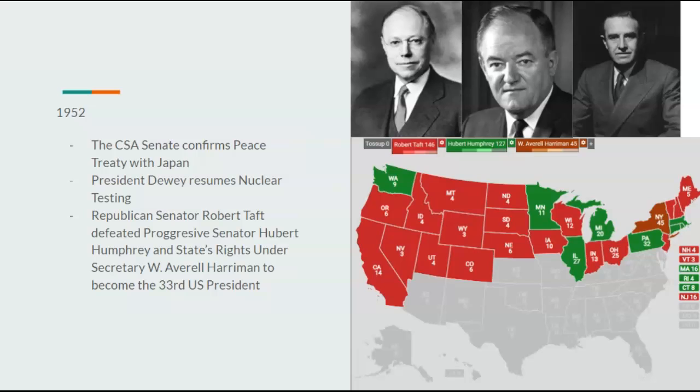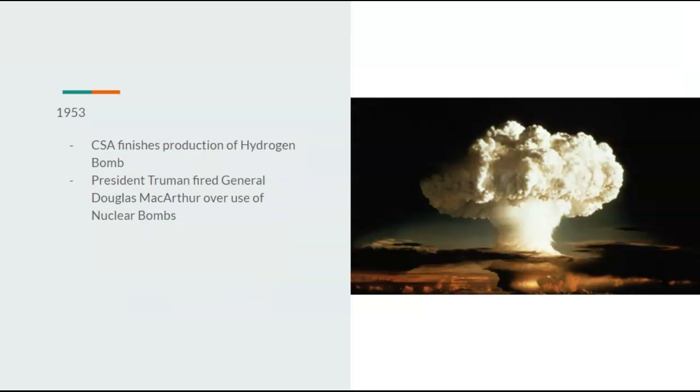He was hoping to deadlock it, but no, Taft just has more of a rural appeal than Humphrey does. So Taft won by big margins. In 1953, the Confederacy finishes production of the hydrogen bomb, and President Truman fired Douglas MacArthur over the use of it. So that would happen in this time.